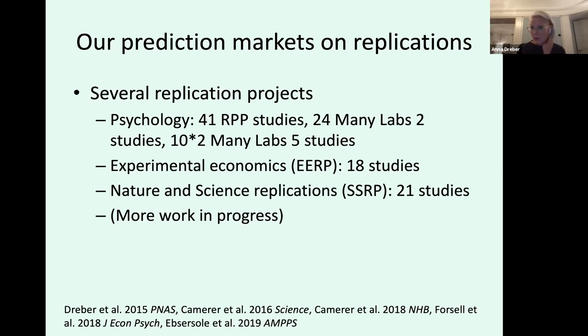We performed replications and also predicted replication outcomes for experimental economics. Here we looked at 18 studies from two top econ journals for a time period of 2011 to 2014. We replicate these studies and we try to predict replication outcomes. We also did a project, again, joined with many people, where we tried to replicate Nature and Science studies published between 2010 and 2015. Here we replicated 21 studies and we tried to predict replication outcomes in various ways.